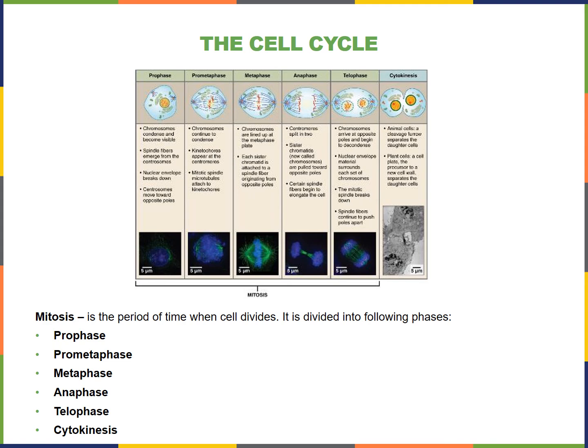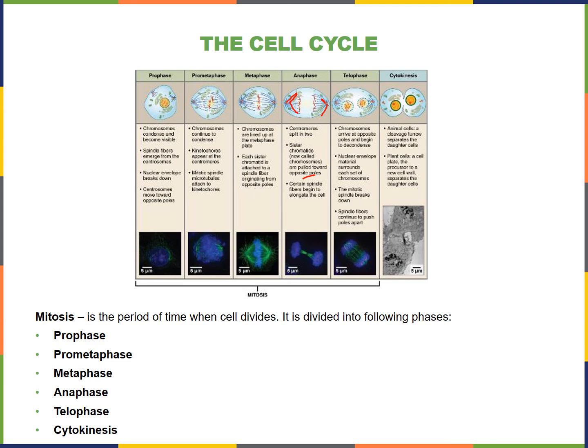chromatids, now called chromosomes, pull toward opposite poles. As you can see, they're pulling. This is one pole, this is another pole. And in the telophase, the chromosomes arrive at the opposite ends, as you can see here, and the nuclear envelope starts to form again, or start to set up the wall again.